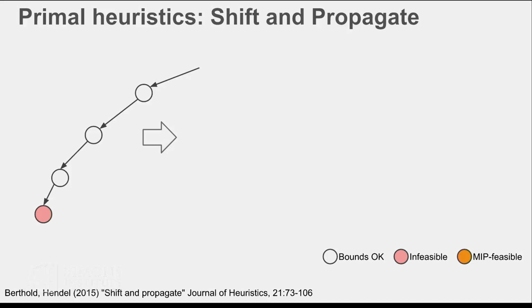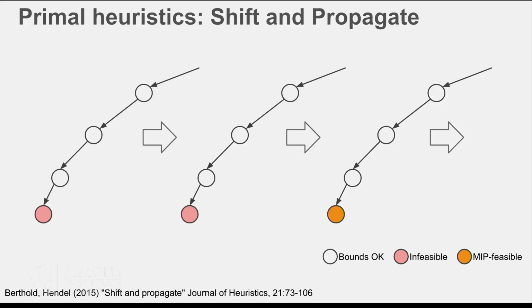Another primal heuristic is shift and propagate. This is very, very easy. It's also called diving. What you do is just branching, and then you propagate the bounds using very, very simple machinery. You do not use simplex. And then you might end up in an infeasible point. But if you repeat this enough times, there is some chance that you will get to a MIP feasible point, which again is your new incumbent, which you can then use later.